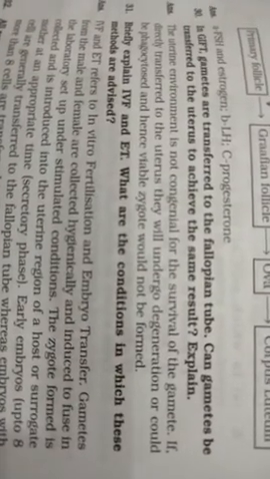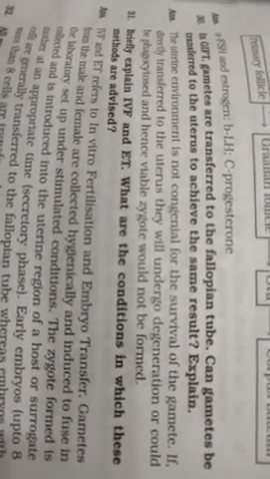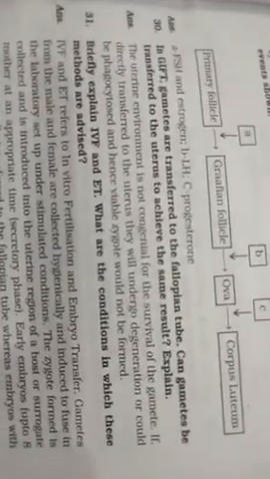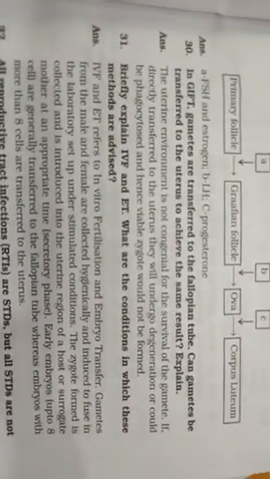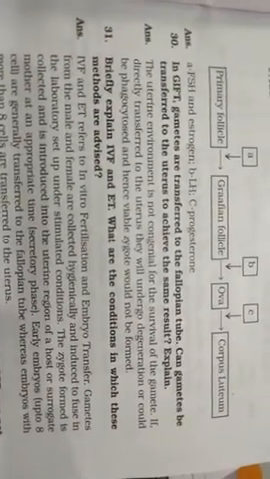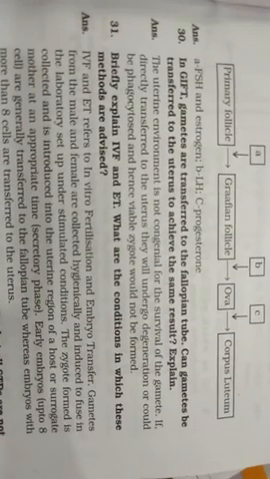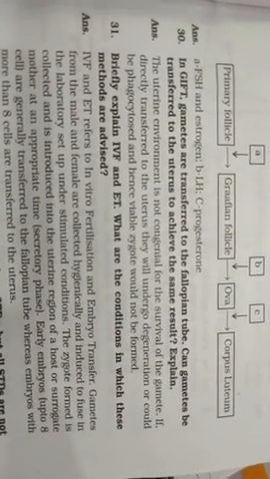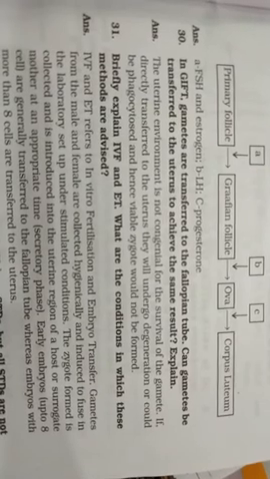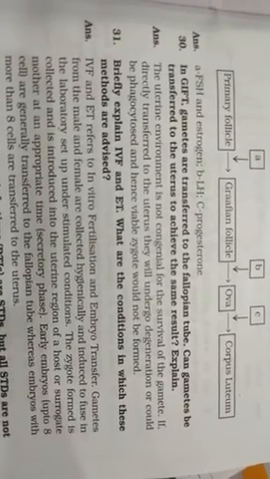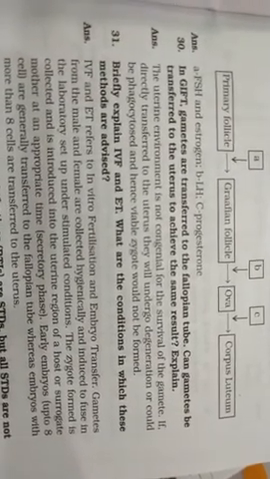Okay, in GIFT, gametes are transferred to the fallopian tube. Can gametes be transferred to the uterus to achieve the same results? Okay, explain. The uterine environment is not congenial for the survival of the gamete. If directly transferred to the uterus, they will undergo degenerations or could be phagocytosed, and hence viable zygote would not be formed.